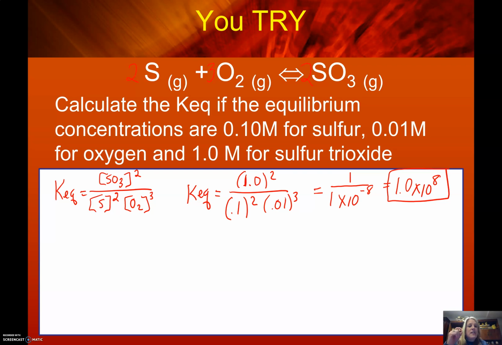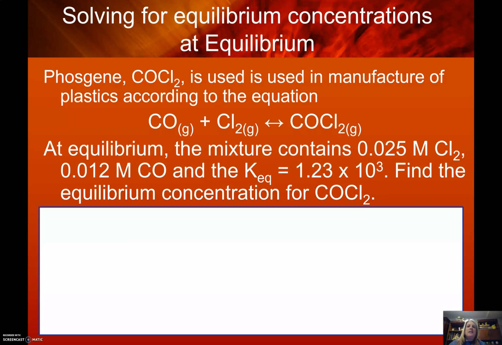See, it's key to write that expression. So balance your equation, write your expression, and then just plug numbers in and chug away on your calculator. All right, let's try another one. Wow, look at all these words. Again, ignore the words. Balance your reaction, write your KEQ expression, and then figure out what you're doing.